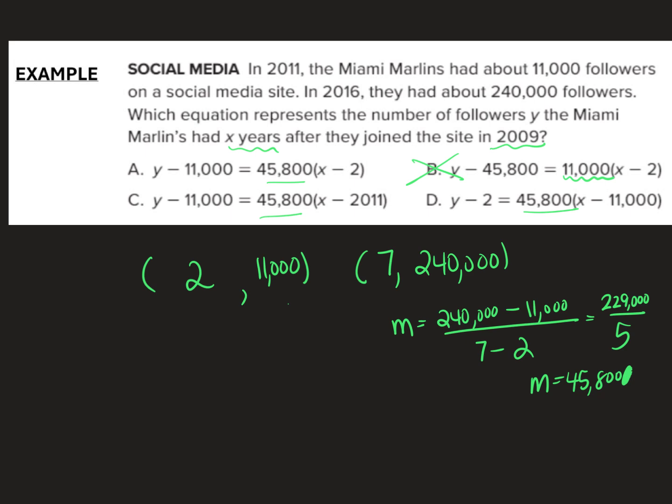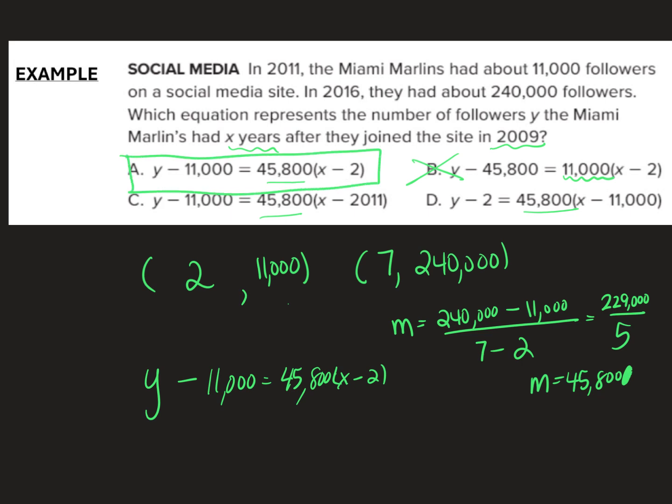Now let's figure out y minus y1 equals m times x minus x1. So which choice? It looks like A is the correct answer because it matches this right here.